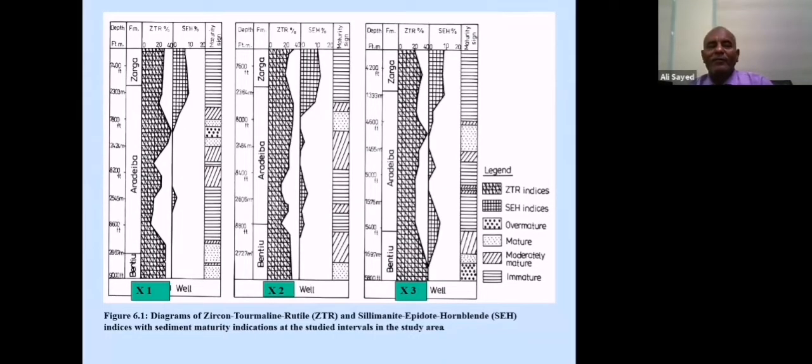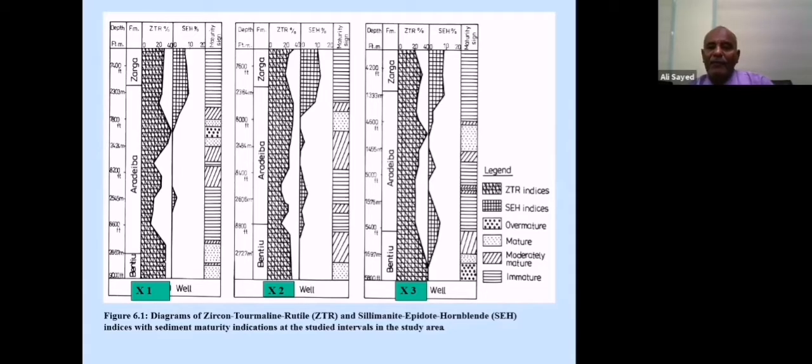Whenever you have zircon, tourmaline, and rutile increase, this means that the source origin of the sediment is granitic to granodioritic. And because these are hard minerals, tolerant to weathering, when you find a high concentration, it means that the sediment was subjected to a strong reworking effect. When you have less, this means that the sediments are more or less immature.